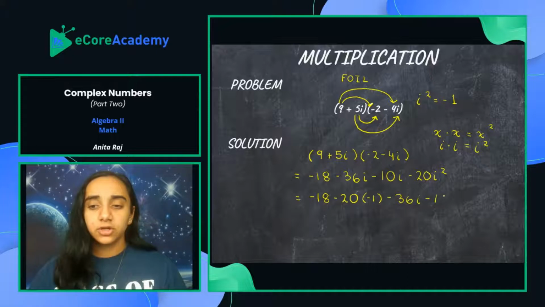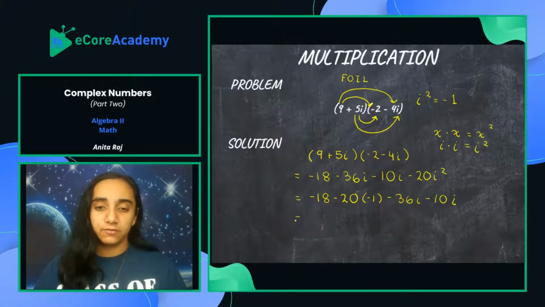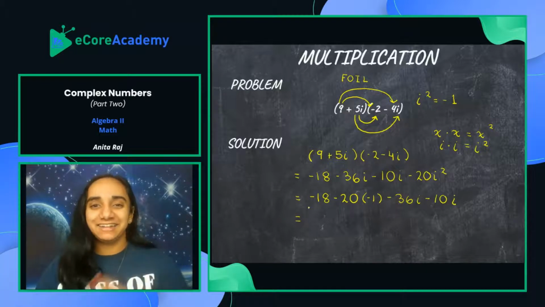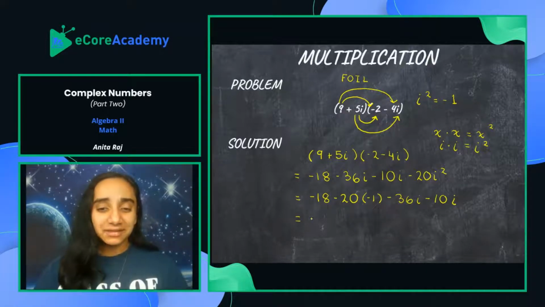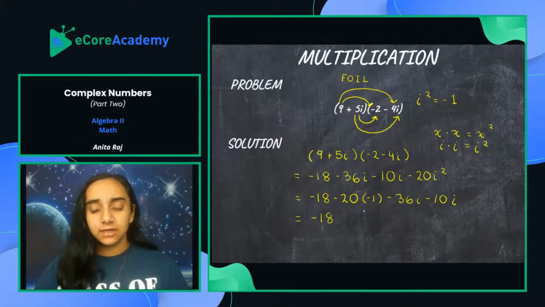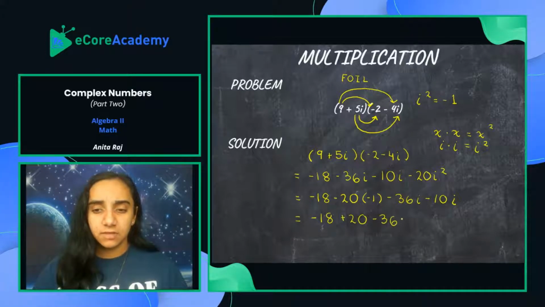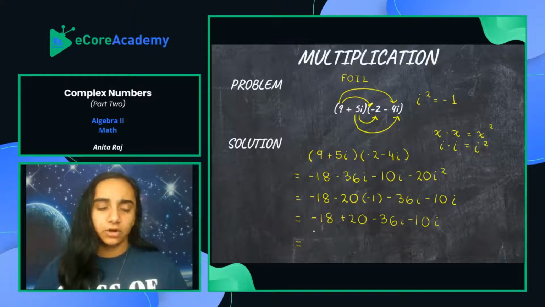minus 10i. And you're going to see this i squared come up when you do multiplication, so you need to keep an eye out for it. Afterwards, you're going to get the negative 18. And then negative 20 times negative 1 is positive 20. So plus 20 minus 36i minus 10i.